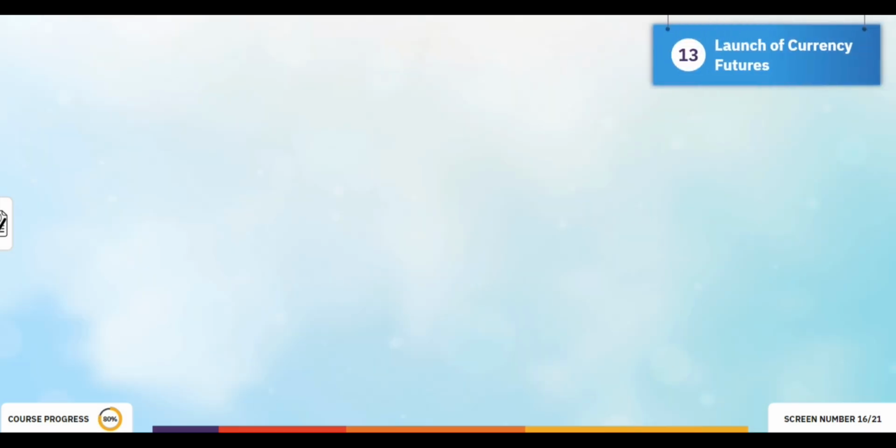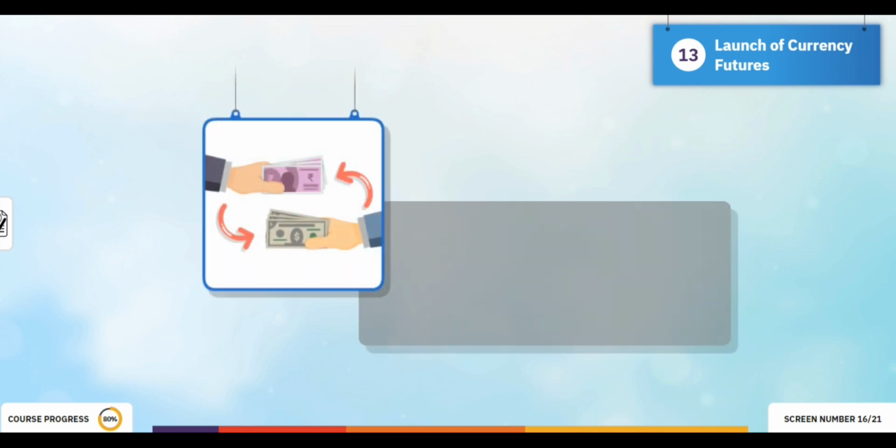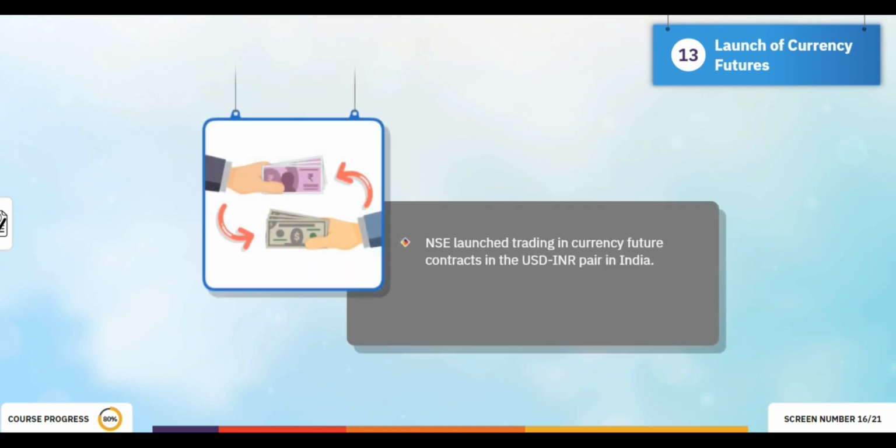Principal Reform Measure 13 is launch of currency futures. On August 29, 2008, NSE launched trading in currency future contracts in the USD INR pair for the first time in India. Trading in other currency pairs like Euro INR, Pound Sterling INR, and Japanese Yen INR was further made available for trading in March 2010.